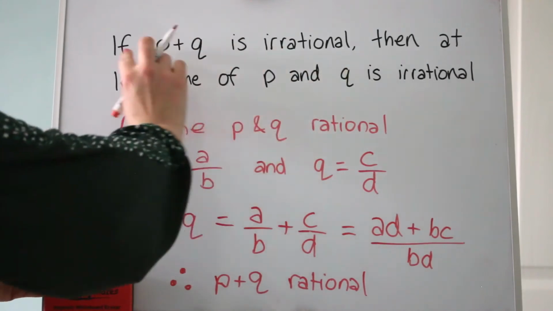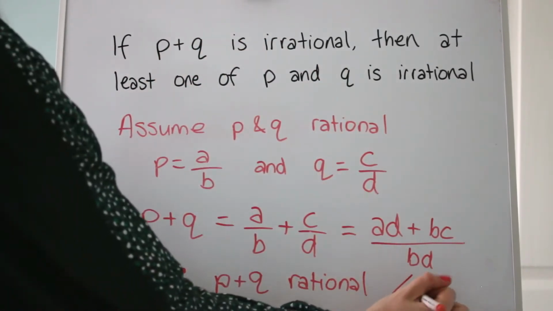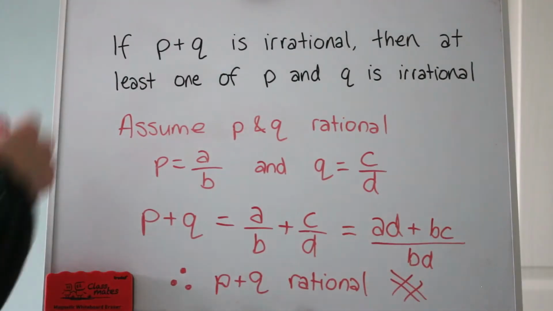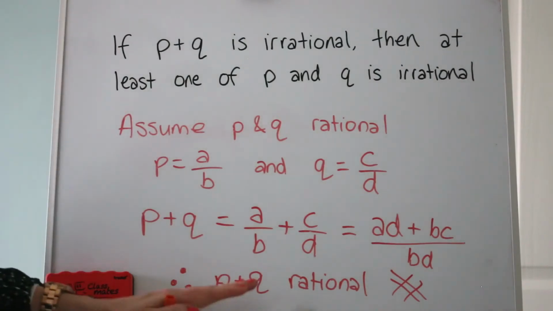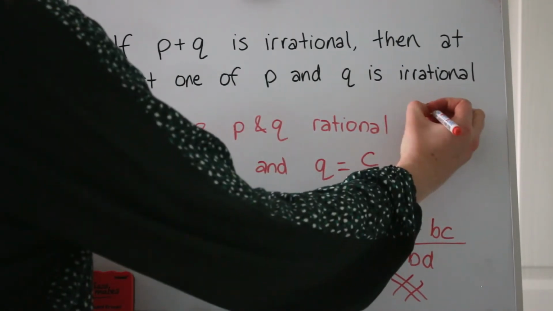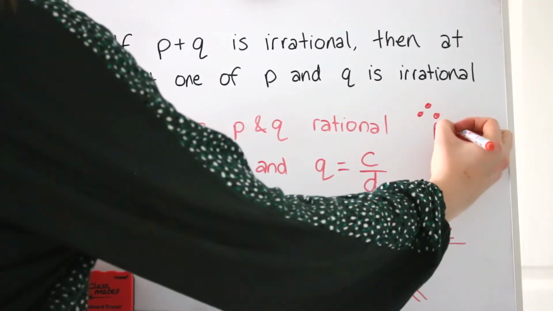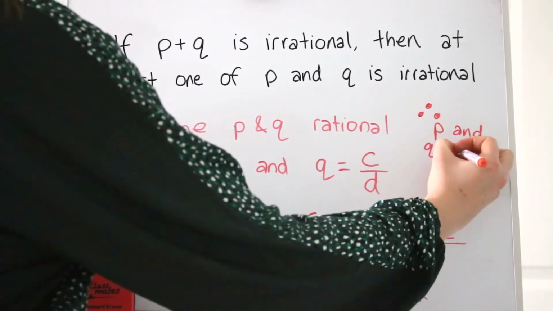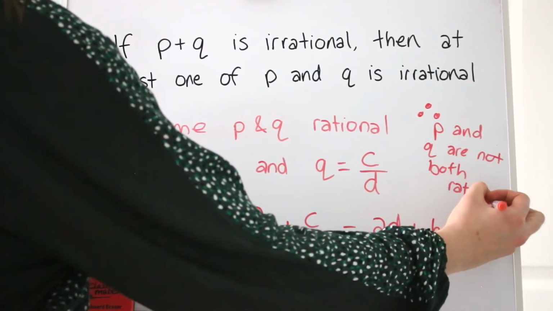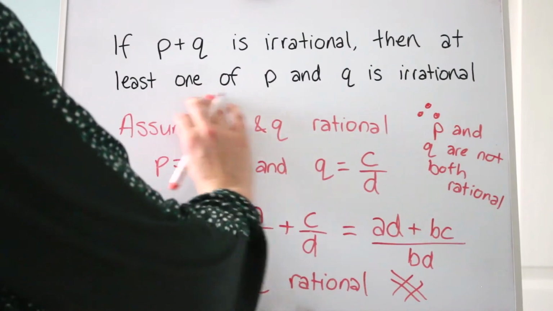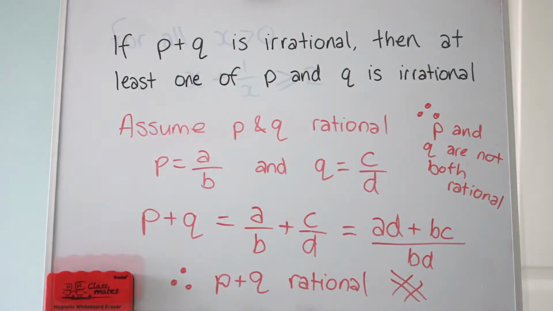But here in the statement it says P plus Q is irrational. That is the contradiction. So when you use proof by contradiction, you assume the opposite, get to a contradiction, and then at the very end you can conclude, therefore P and Q are not both rational. Or whatever words you want to use there to say that it must be that at least one of P and Q is irrational.